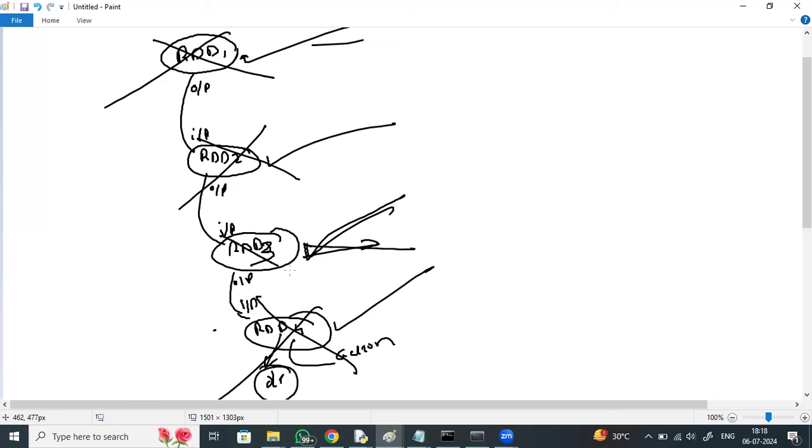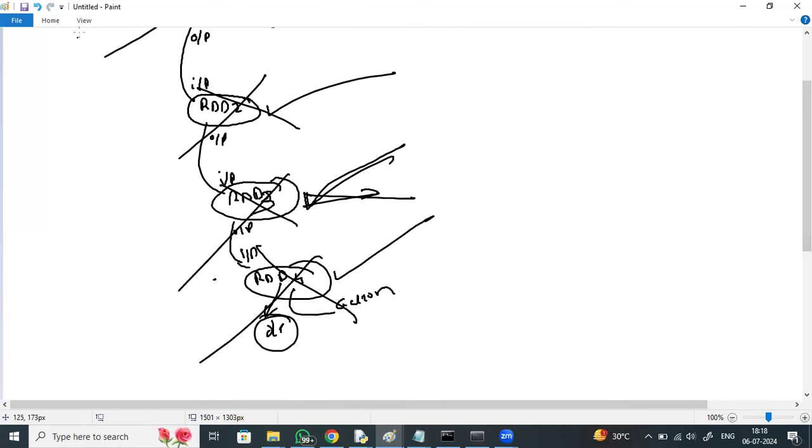How many RDDs are in the RAM now, after execution of this entire data flow? Zero. Empty? Yes, no RDDs in the RAM. We can trigger the next flow, and there also RDDs get loaded one by one and execute, right? Yes.